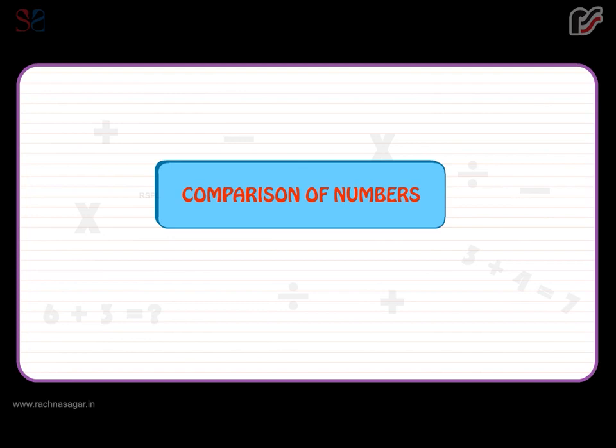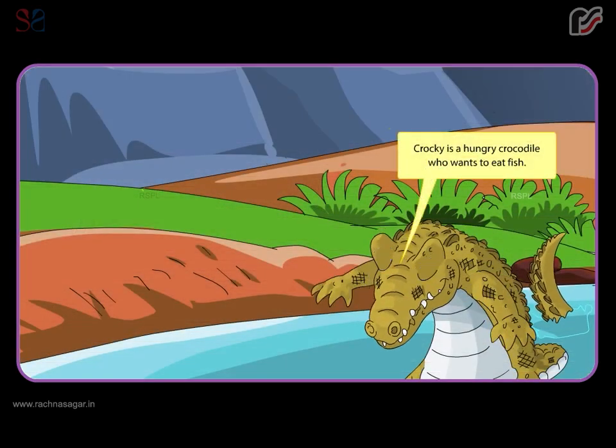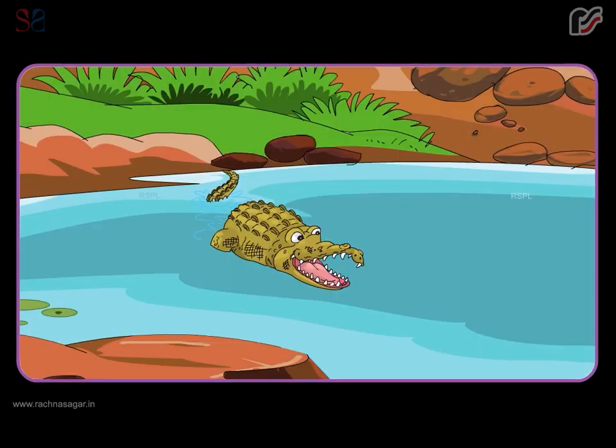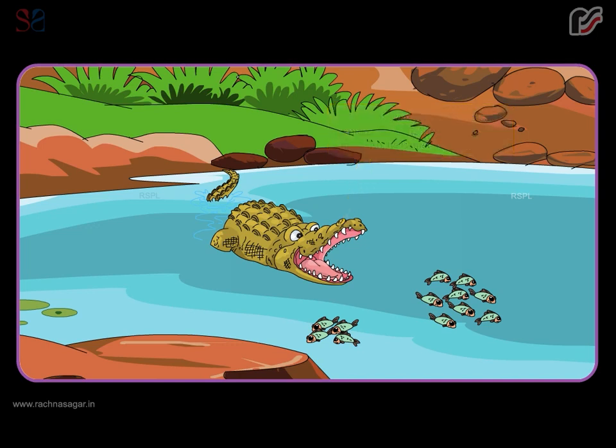Comparison of numbers. Crocky is a hungry crocodile who wants to eat fish. Crocky is greedy. He wants to eat more number of fish. For eating more fish, he is opening his mouth. The open mouth of the crocodile indicates the symbol. 4 fishes, 8 fishes. Less, more. 4 is less than 8.